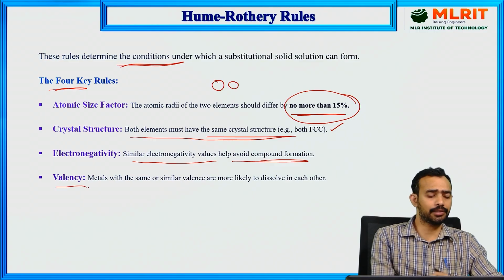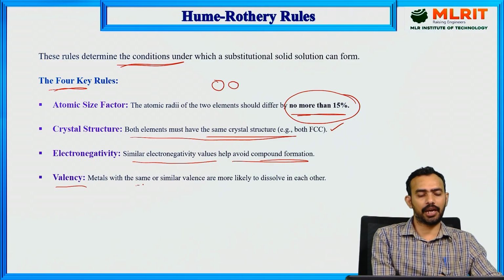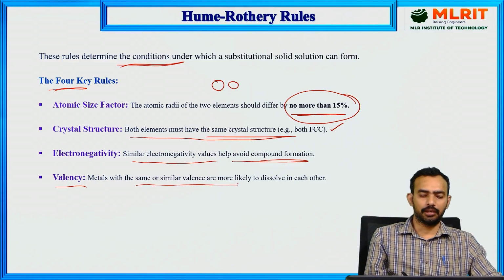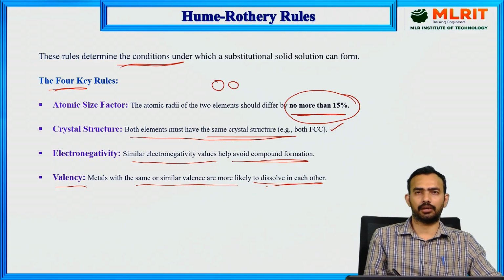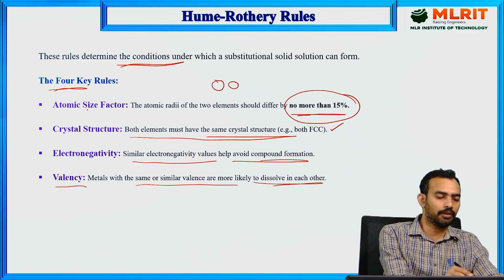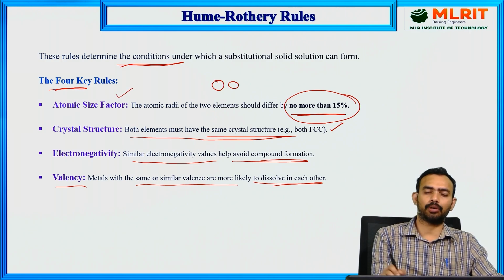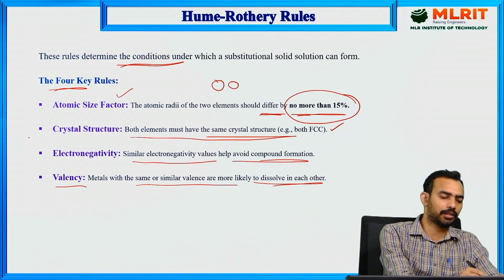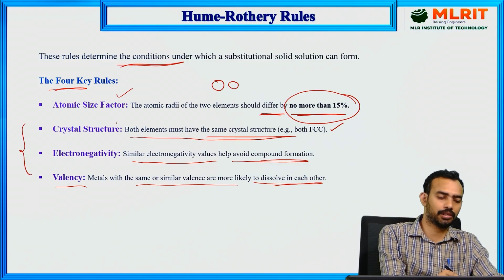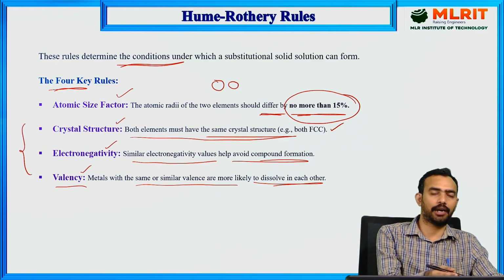Then we have the valency. Both the metals or non-metals that you consider should have the same or similar valences, and they are more likely to dissolve in each other. So the first one is about atomic size, where the difference should not be more than 15%. And for the rest of the three factors, crystal structure, electronegativity and valency, both need to have the same or similar parameters.